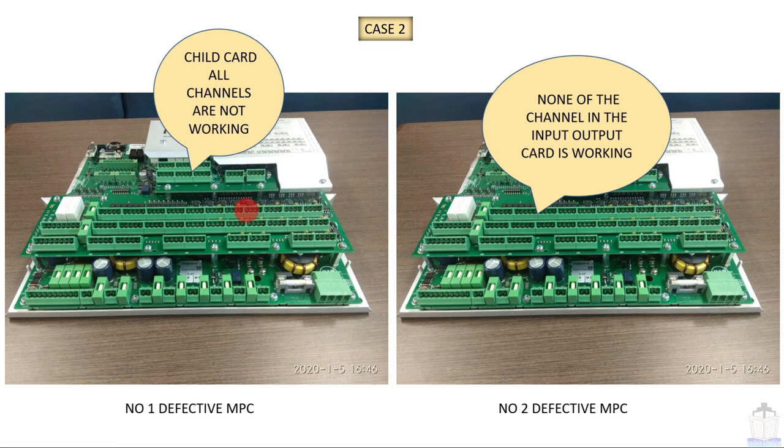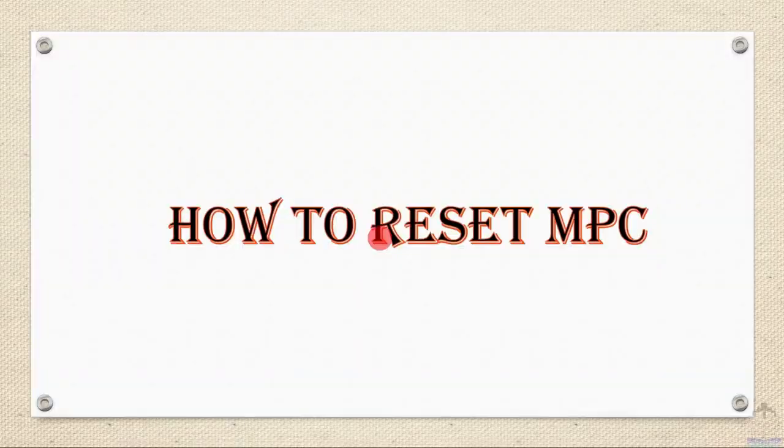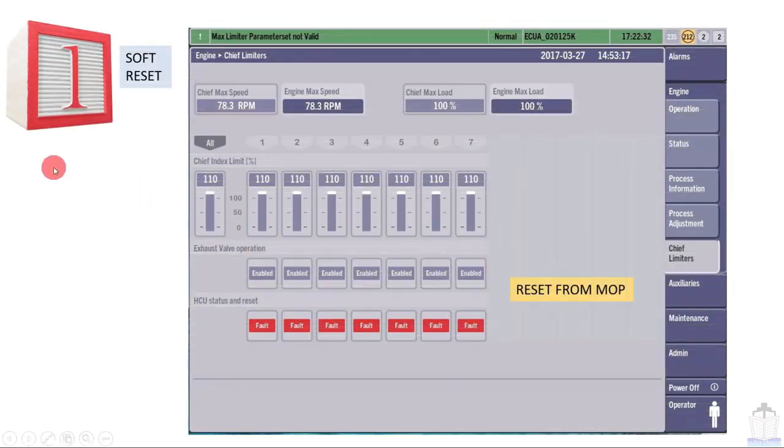Now I think you have got a fair idea about how we should proceed for replacement of all these cards. Okay, now moving to our next topic, that is how to reset MPC. There are 4 ways to reset the MPC. In the first method, when any MPC hangs, you will find this sort of alarm appearing on the MOP. Here, just reset this alarm. When you click this, one reset button will appear over here. You just click it and you will be able to reset the MPC.